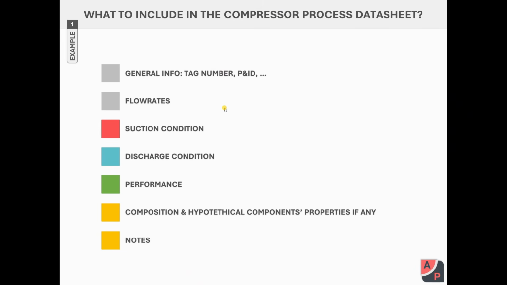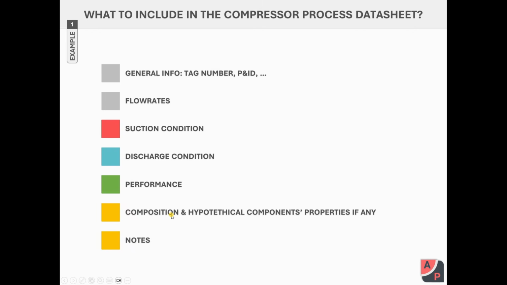What to include in the compressor datasheet? In general, we start with general info, like tag number, PNID, location, manufacturer, supplier, type, etc. Later, we need to mention the flow rates for different cases, followed by suction and discharge conditions, and also the performance of the compressor. What we include in the performance of the compressor in the datasheet is just a calculated number based on our assumptions. So later, the vendor, based on their designed compressor, can revise the performance data as well as the discharge condition.